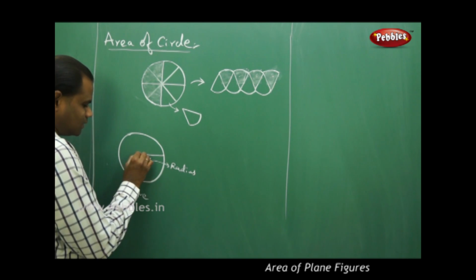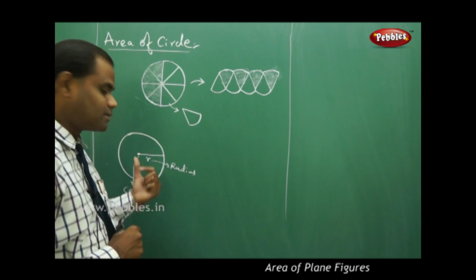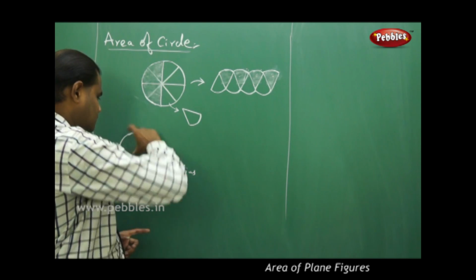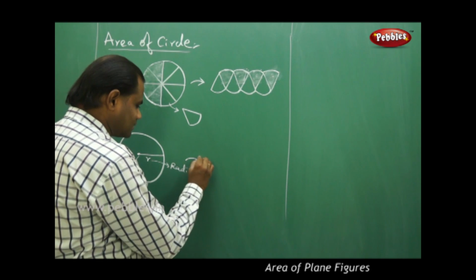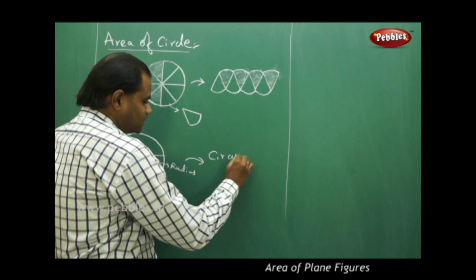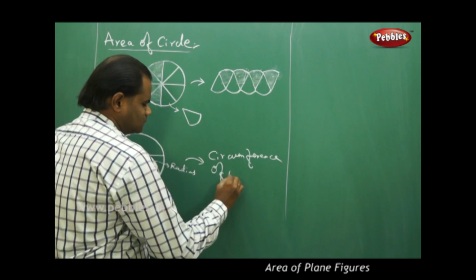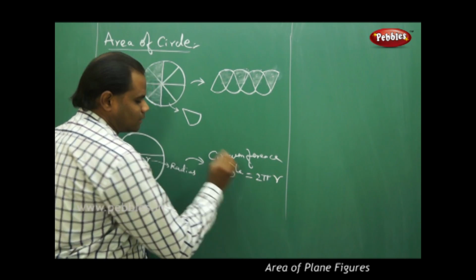We all know every circle has a fixed center and a fixed radius, the radius being equal in any direction you take. Now with this definition of a circle, we also know that the circumference of a circle is given by the formula connected with radius as 2 pi r.